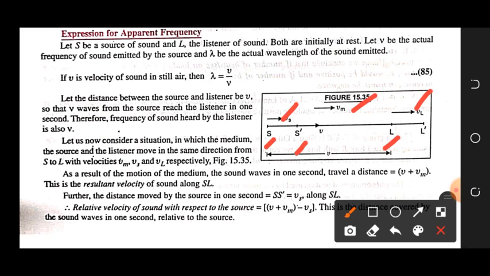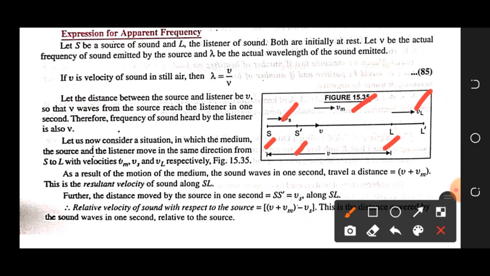So if S is the source of sound and L is the listener, both are initially at rest. If nu is the actual frequency of sound emitted by the source and lambda is the actual wavelength of the sound emitted, and v is the velocity of sound in still air, then lambda can be written as v by nu. Now let the distance between the source and listener be v. Why will it be v? Because if it takes 1 second, then obviously that distance will be v, so the waves from the source reach the listener in 1 second.